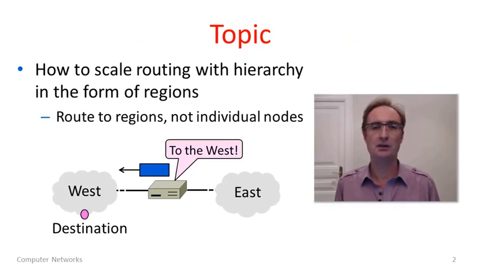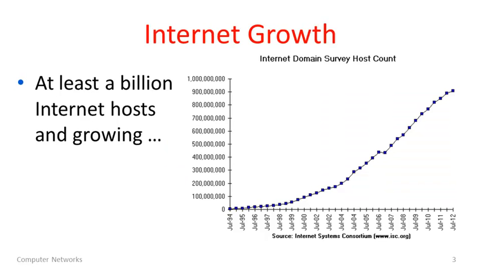So our topic here is really how to scale routing to very large networks, and the technique we're going to use is hierarchy, where we route not to an individual node but to a large region of the network. Before we get into that, I'd like to give you a little bit of motivation.